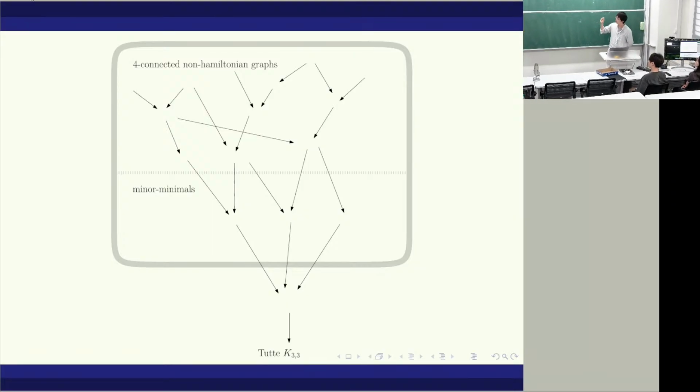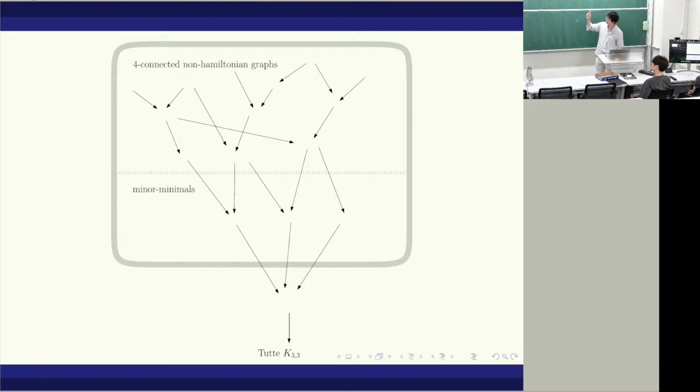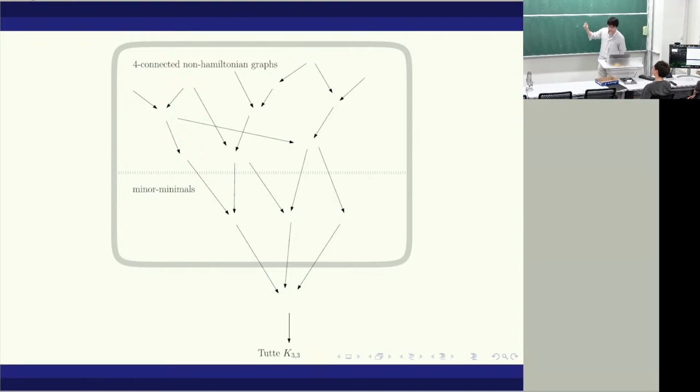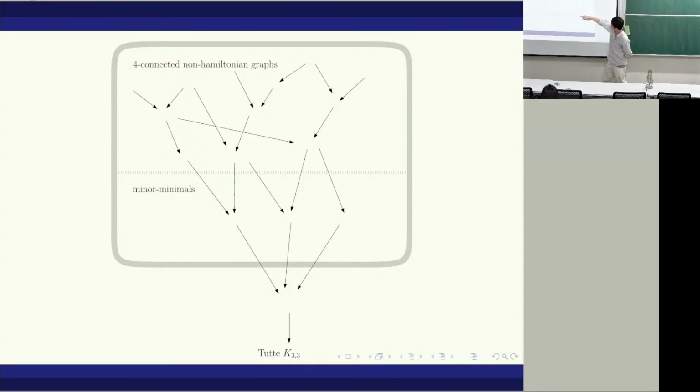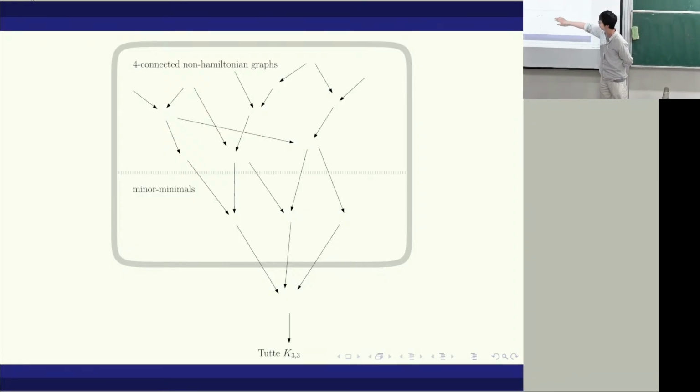We can look at this figure, and we know that we can somehow improve Tutte's result by finding all minor minimals. If we can find all the graphs in here, we know there are only finitely many, and we just check that every graph in here has a K33 minor. Therefore, finding all graphs here will be an extension of Tutte's result.